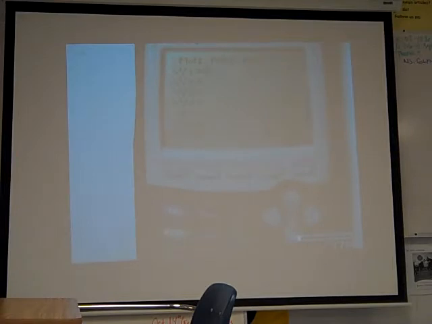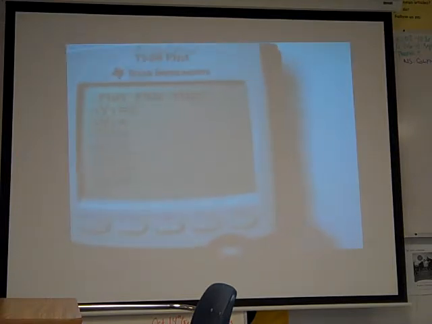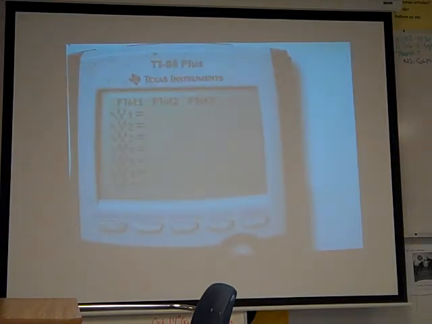So let me get my calculator up there. I'm going to do this with my 84. We're going to type in the function x to the fourth power minus 8x squared plus 2. Let's graph that. Let's get a window so that we can see the whole graph. So I'm going to zoom standard. There's my graph. That's pretty good.